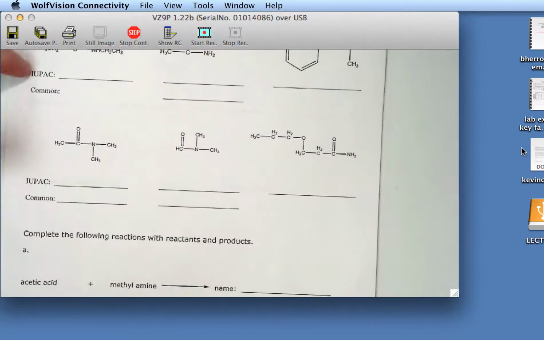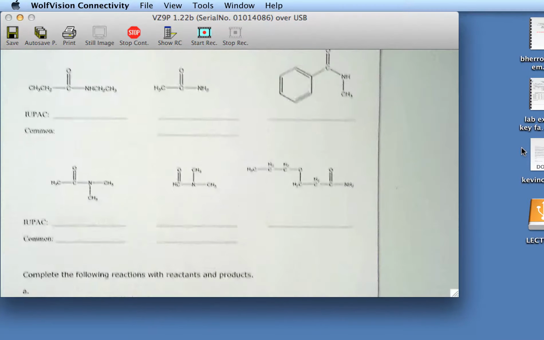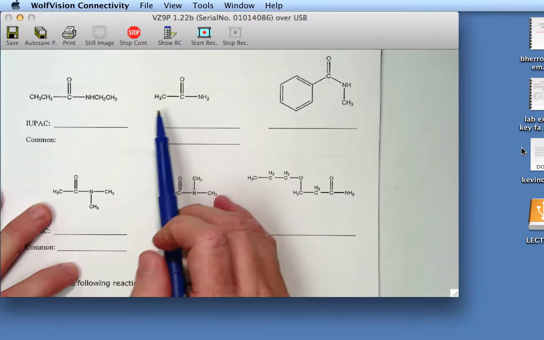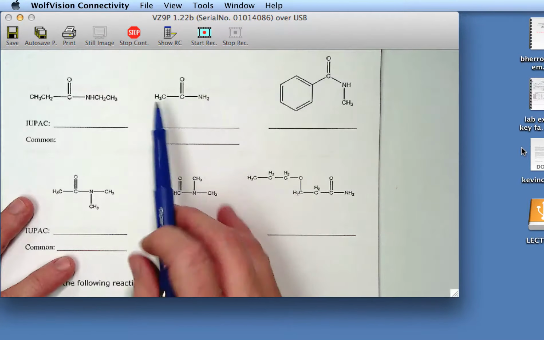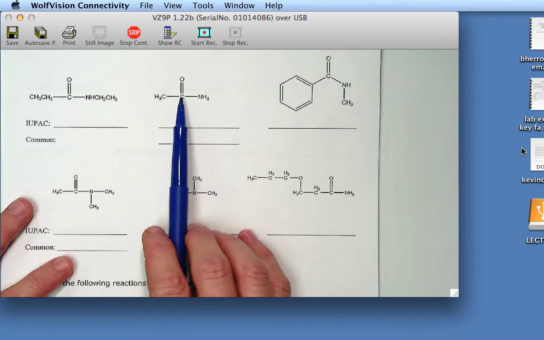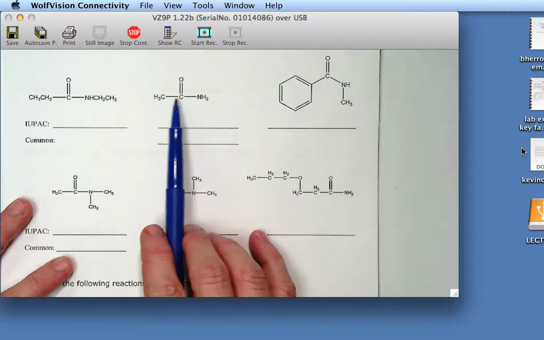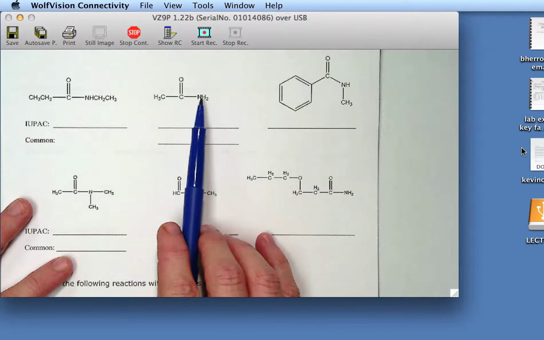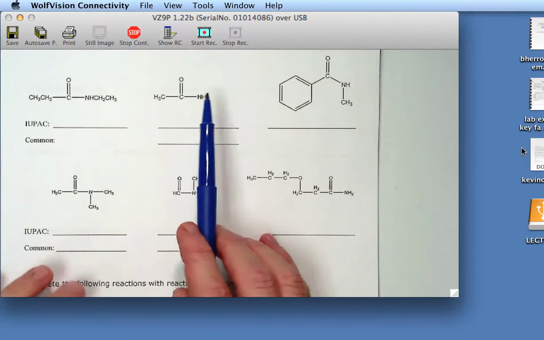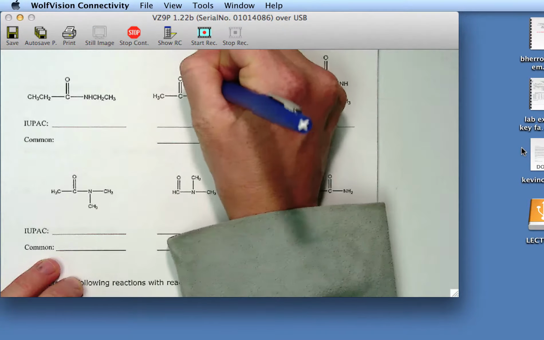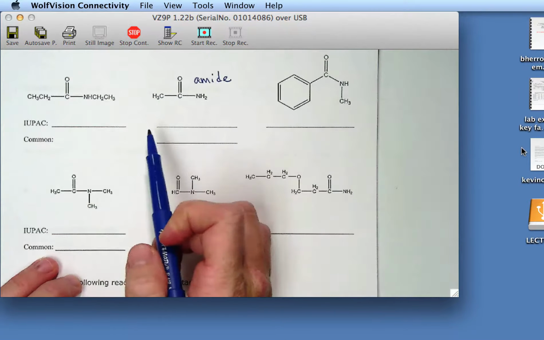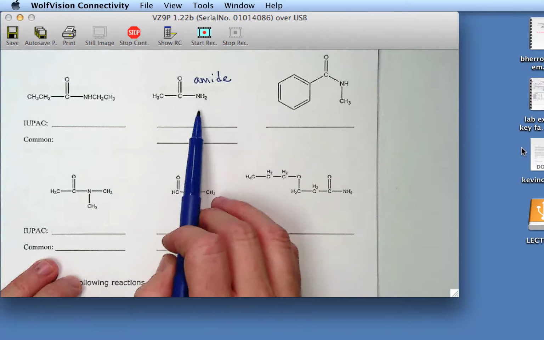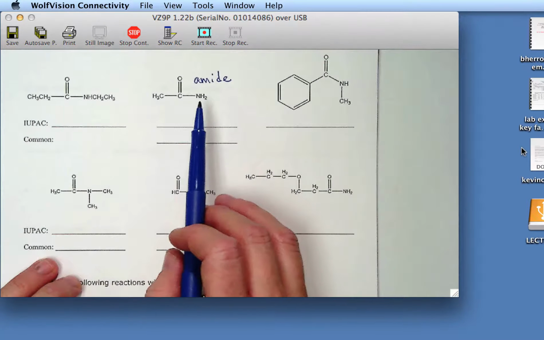I have practice nomenclature, practice reactions. And I want to go over the center one. What functional group is this? Ketone, but it has that nitrogen. Yes, it's an amide. Very good. So this is an amide. It doesn't have any substitution on this nitrogen, but it's still an amide.